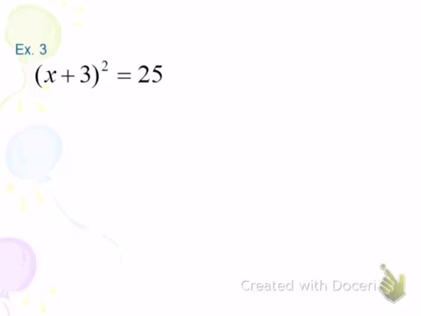If we have something squared equals a number, guys, we can invoke the square root property. X plus 3 squared equals 25. If we have something squared equals a number, then we can invoke the square root property. All right? X plus 3 equals plus or minus the square root of 25.